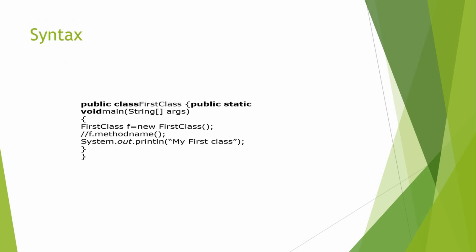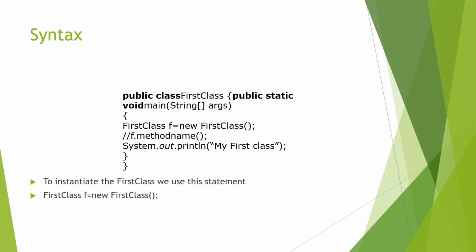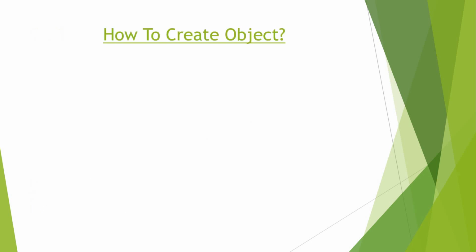The syntax for creating an object is public class FirstClass. Here, to instantiate the first class, we use this statement: FirstClass f = new FirstClass(). Here you can see the f. f is the instance of the class. Using that instance, we can call multiple methods in our program. Okay, f is used to refer to the FirstClass object.